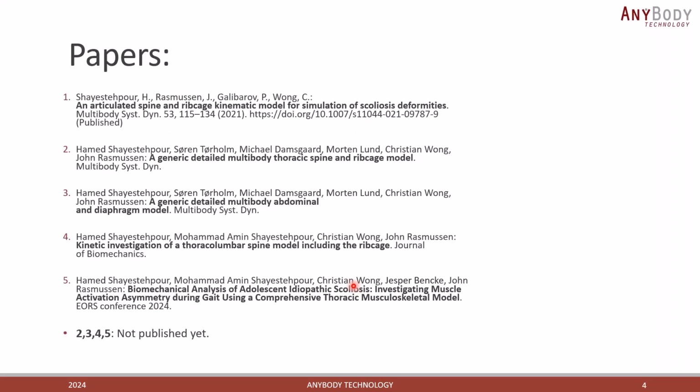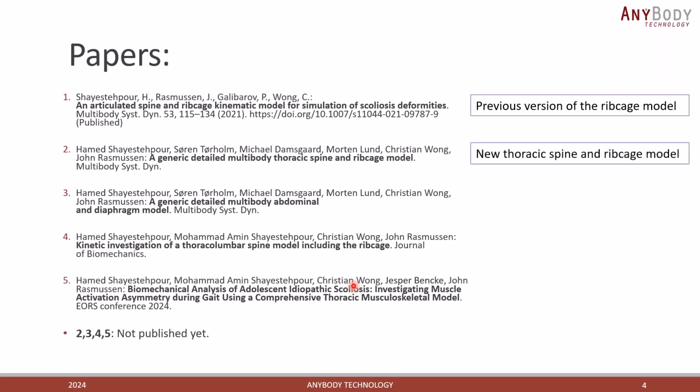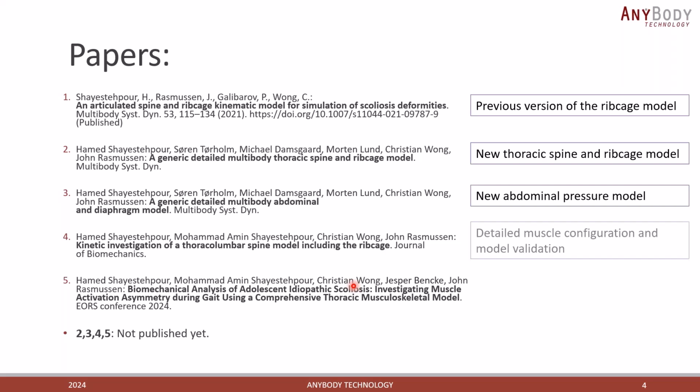So the papers, some of them are listed here. The first one is the previous version of the spine and ribcage model that is already published, but the rest are in progress. The second one is the new thoracic spine and ribcage model. The third one is about the new abdominal pressure model. The fourth one is the detailed muscle configuration and some model validations.